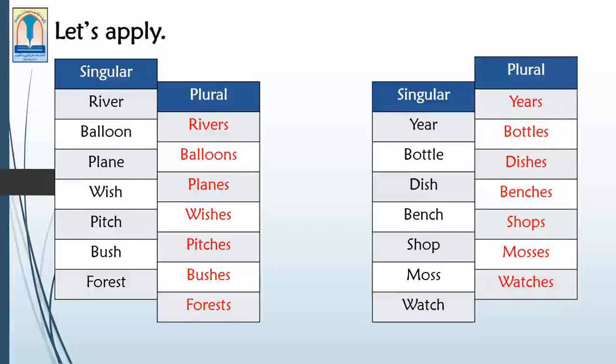Years, bottles. Dishes ending with sh, then we add es. Benches ending ch, then we add es. Shops, mosses, es. Watches, es. Let's go on.